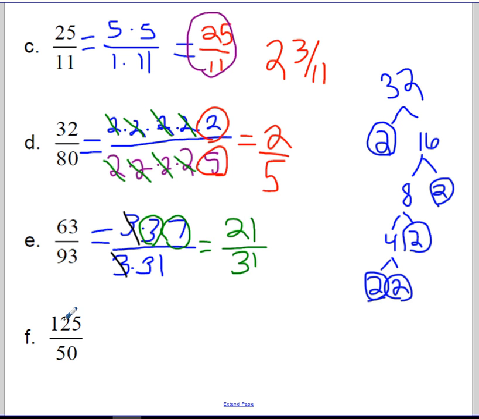And let's look at F. We have 125 over 50. So we've been using prime factorization, but let's kind of change things up a little bit for this one. Because when I see numbers like this, I think of money and quarters. So if I look at the top, I think of it as $1.25, and there's 5 quarters in $1.25. So I'm going to say this is 5 times 25.